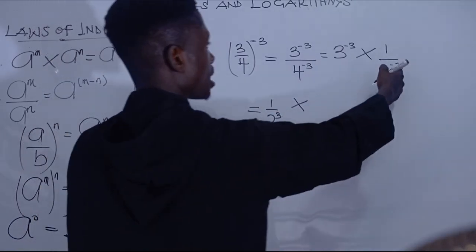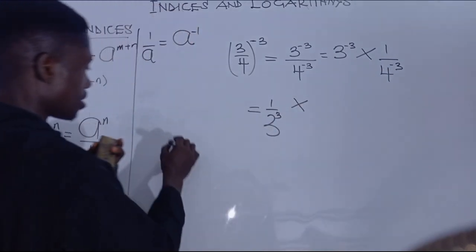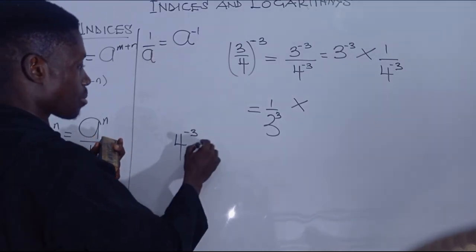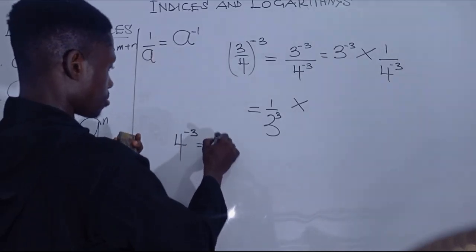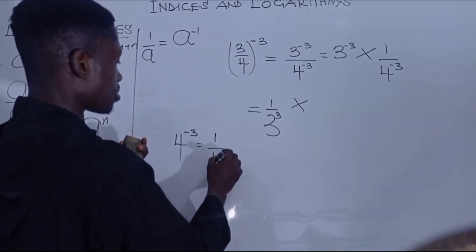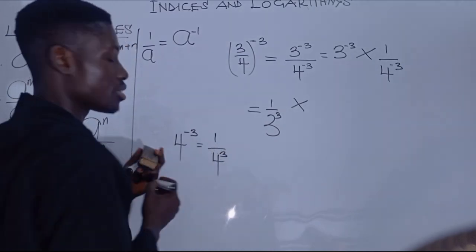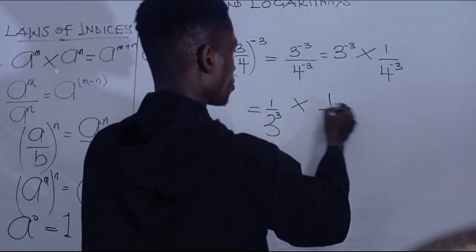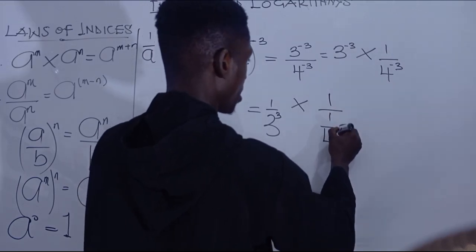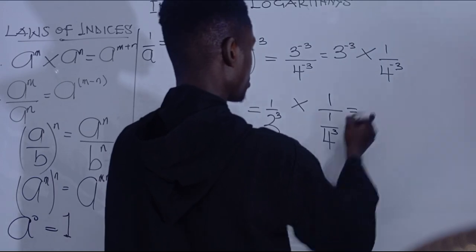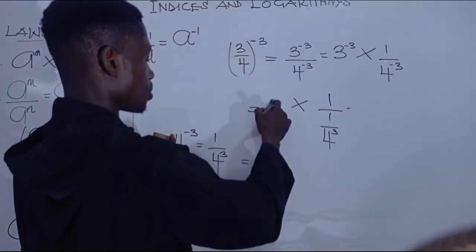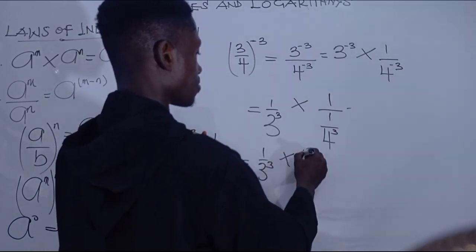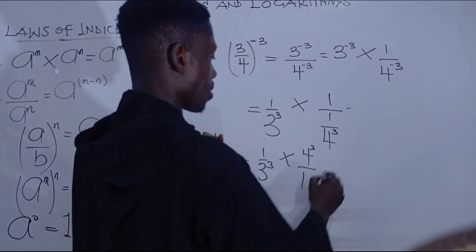Then we have this. Now we don't want the negative. And we know that 4 raised to the power negative 3, applying this property, can be written as 1 over 4 raised to the power positive 3. So in place of this, we are going to write that. So we have 1 over 4 raised to the power 3. Good. Let's continue. So we have 1 over 3 raised to the power 3 times 4 raised to the power 3 all over 1.